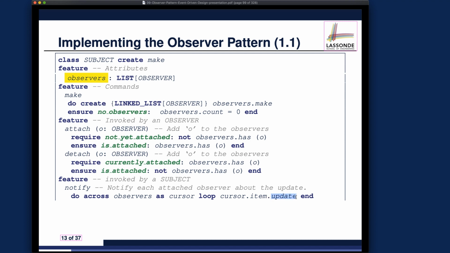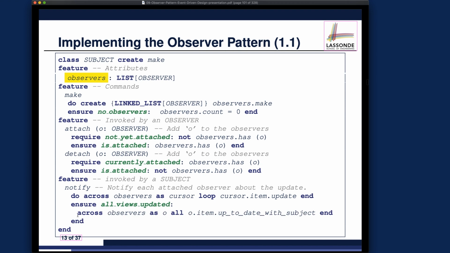And for the post condition, you have seen that already in the architecture diagram. The post condition will be: after the subject has notified any change to all the currently attached observers, we want to make sure every observer in the list is up to date. So we simply say across the observers again, and now we say all item. This will be statically observer. Which version of update with subject will be called depends on the dynamic type, right?